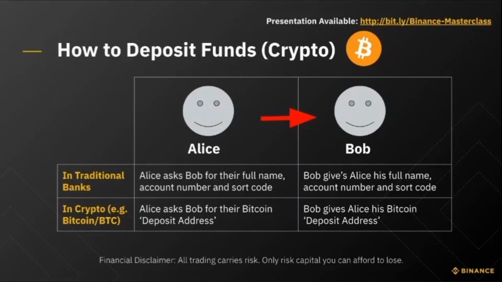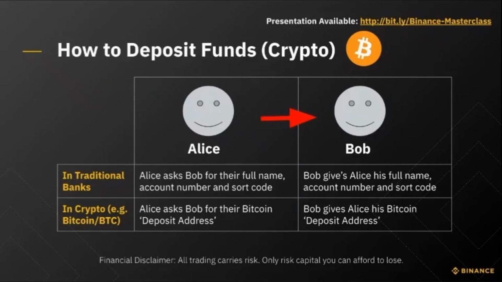Now, in the traditional sense, via your bank, Alice needs to ask Bob, hey Bob, can you give me your full name, your account number and sort code? Bob then gives Alice his full name, account number and sort code. And essentially, Alice would then have to manually go to the bank and send funds to Bob this way.